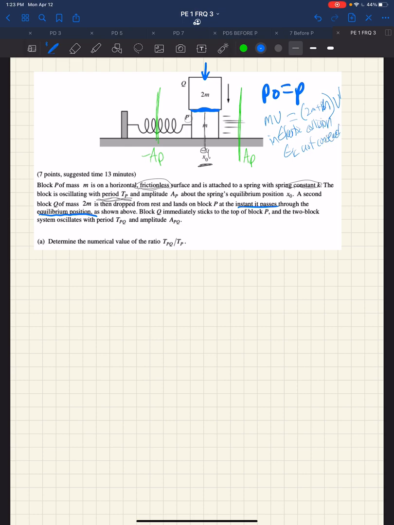For momentum to be conserved, this momentum that was present in block P with mass m is now being shared with them. So the velocity must decrease. The velocity is going to decrease, which means the kinetic energy is going to decrease. And if the kinetic energy decreases, then this kinetic energy, since it's less, will not go as far in either direction.